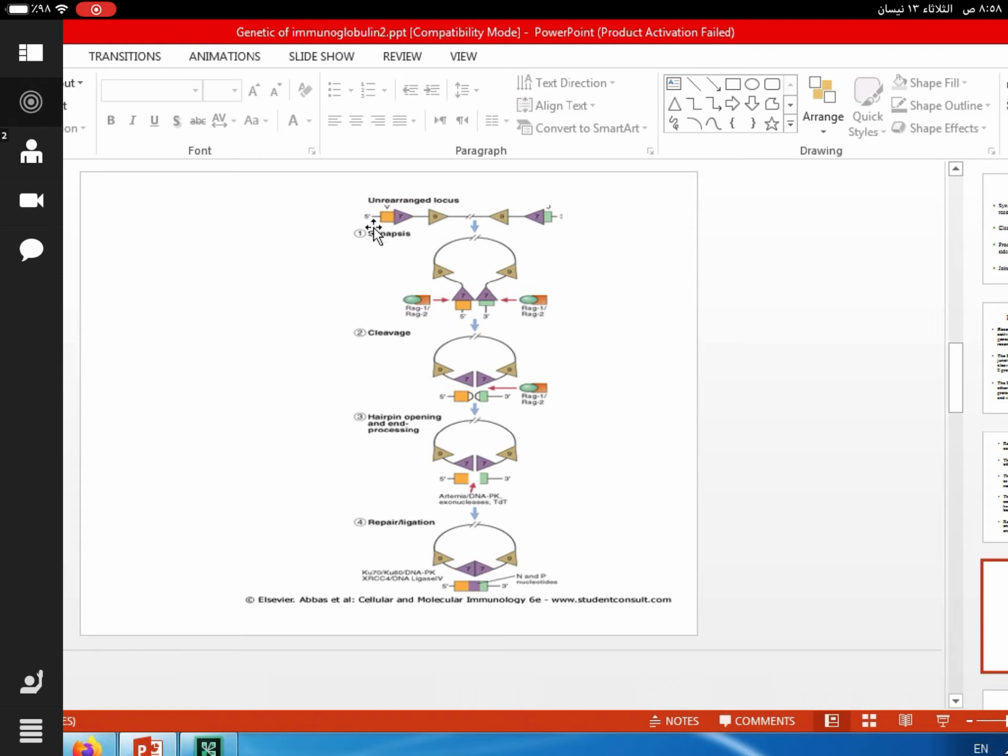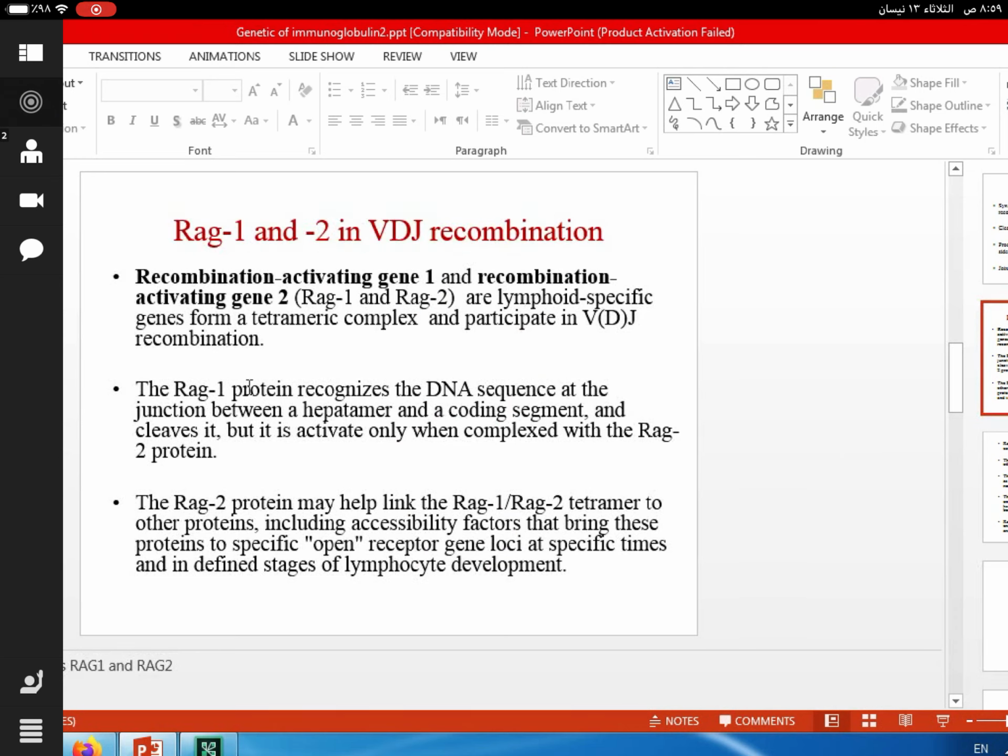You can see synapsis, cleavage, processing, and finally joining: the 4 stages of VDJ recombination. RAG1 and RAG2, or recombination activating gene 1 and recombination activating gene 2, are lymphoid specific genes. Notice, lymphoid specific genes. So non-lymphoid cells do not express RAG1 and RAG2.